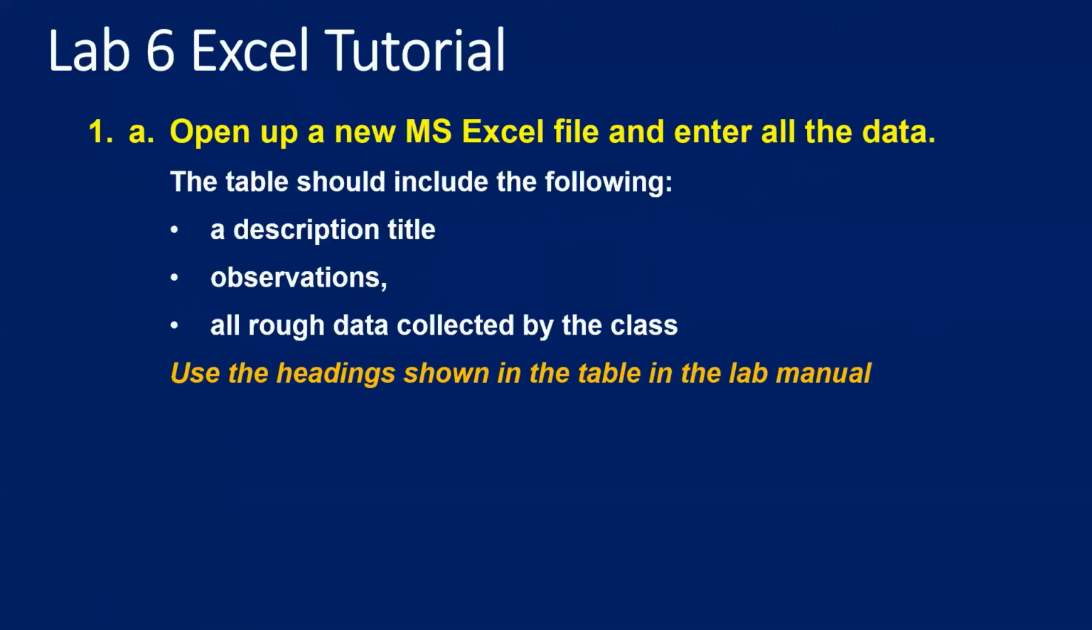You can see that's what step number 1 is. By the way, I'm going to follow the exact same steps that are in the lab manual and basically go through them one by one. So step 1 is open up a new Excel file and enter all the data and make sure you include the following things: a descriptive title, observations, all rough data collected by the class, not just the data that you collected yourself. And make sure you use the heading shown on the table in the lab manual. So I'm going to show you how to do that right now.